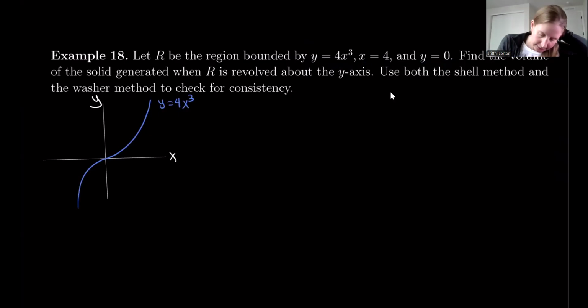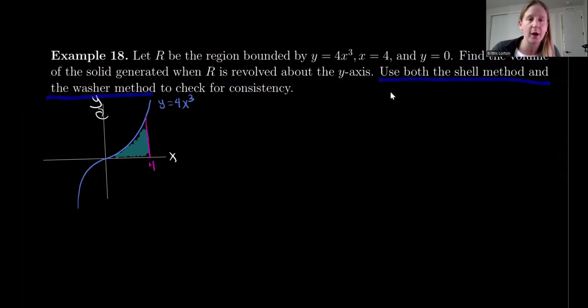I also have x equals 4, which is a vertical line. Here is my x equals 4. And y equals 0 just is the x-axis. So that's taken care of there. And here is my shaded region. Okay, let's read the question one more time. I'm looking to find the volume of the solid generated when this region R is revolved about the y-axis. Okay, so I'm going to revolve this about the y-axis. This question's a really great one, though. It asks you to use both the shell and the washer method.